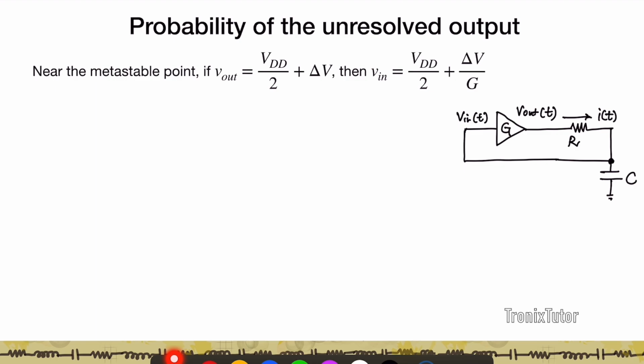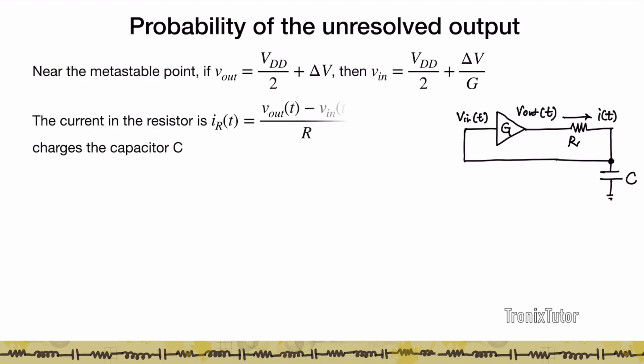Now, near this metastable point, we spoke about the small signal gain. What I mean by that is, if the V out has been disturbed by some delta V, that means the V in has to be disturbed by some much smaller amount, which can be thought of as delta V by G. Because this G is going to be very large, a small disturbance at the input can cause a very large disturbance at the output. So delta V by G is the disturbance at the input, delta V is the disturbance at the output.